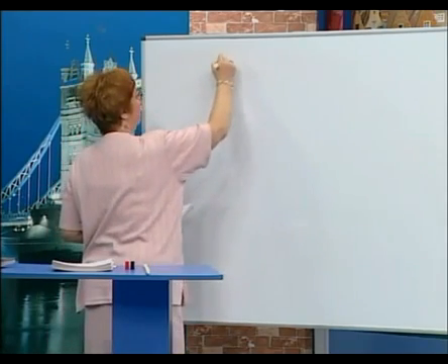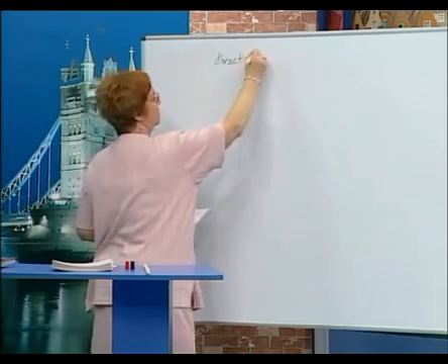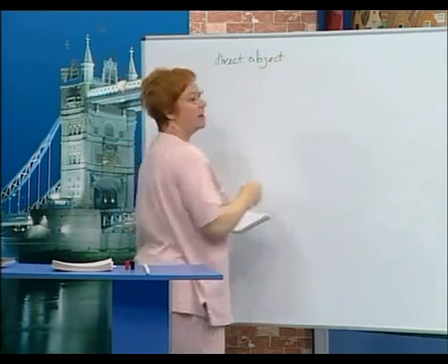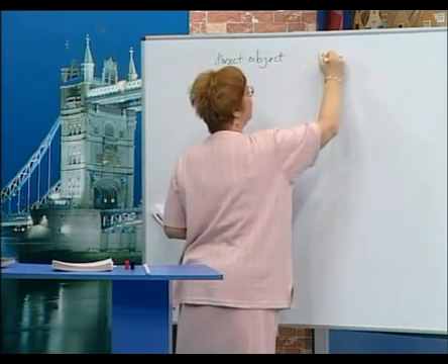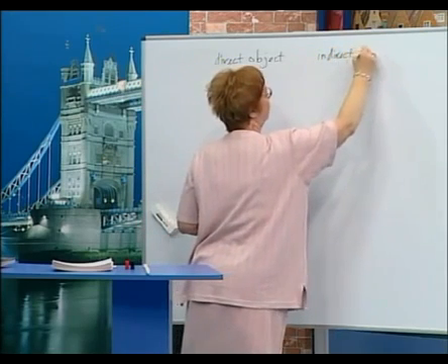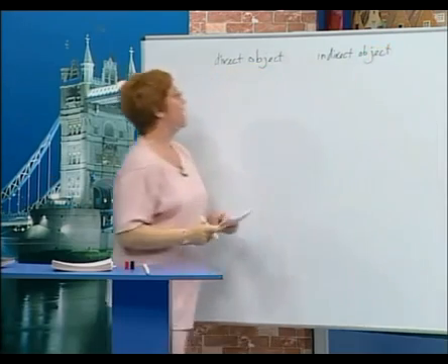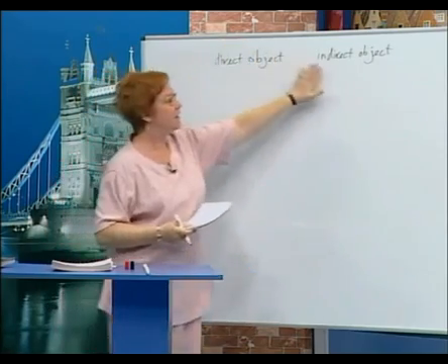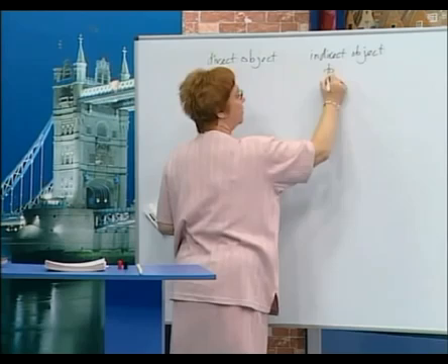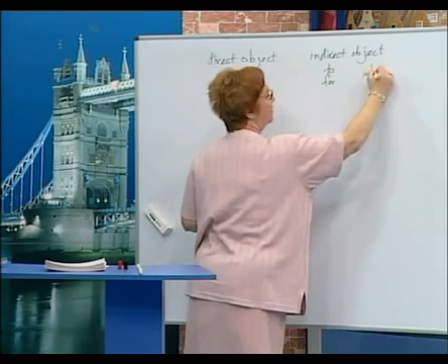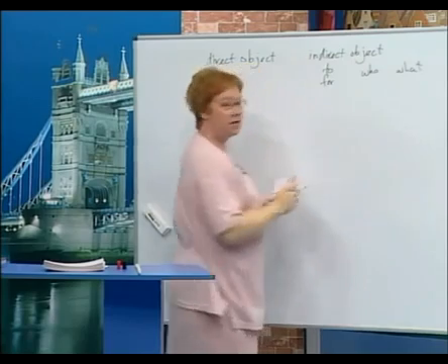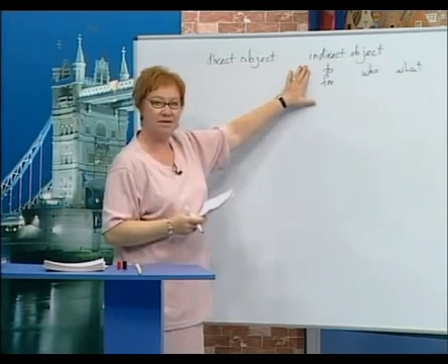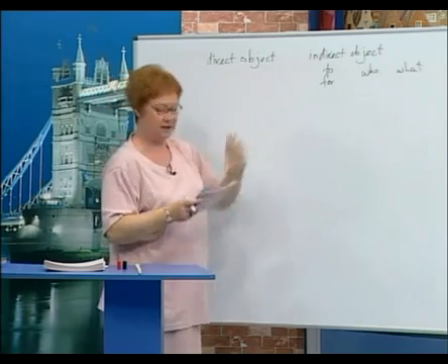Now, sometimes we use two objects in a sentence. One of these is the direct object. And sometimes there's also an indirect object. Okay? Now, we've been seeing these. The direct object is the object. The indirect object is to or for someone or something. Okay? So this is the indirect object. So the first and the second.